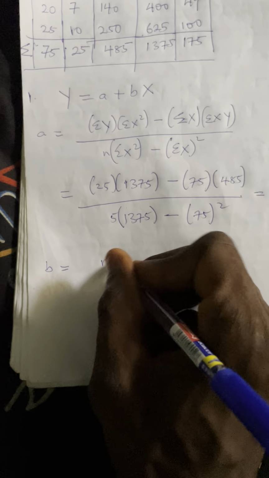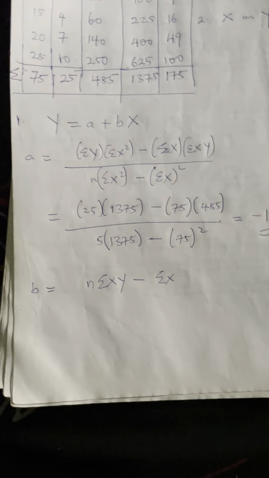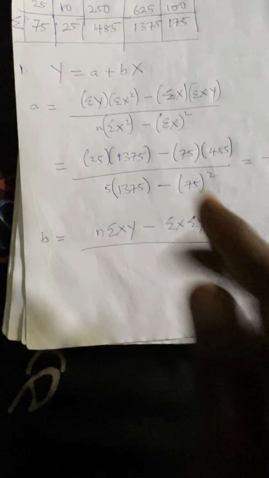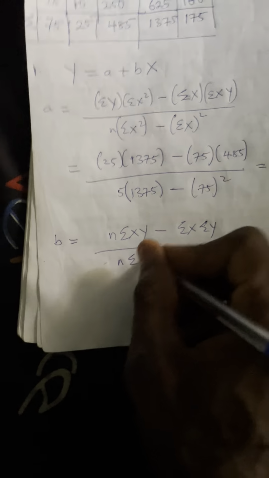The b formula is n summation xy minus summation x summation y, all over n summation x square minus summation x all square. Now what's your n? That's 5. We have 5 into bracket.